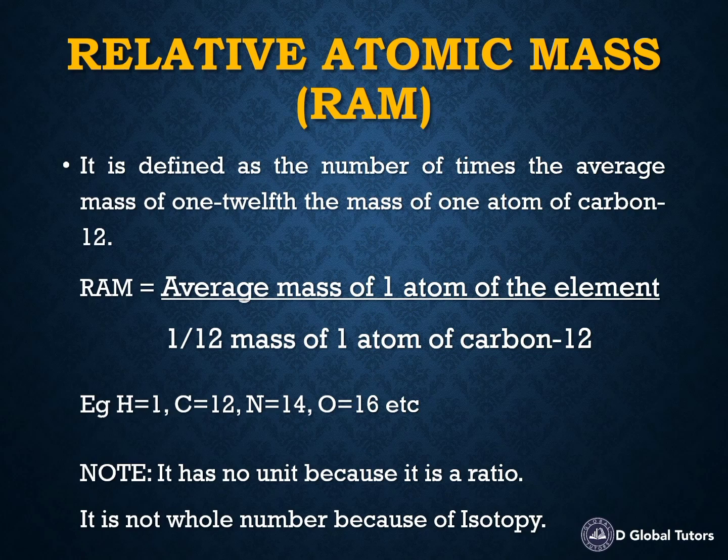Now, if you look at the relative atomic mass of most elements, it is not a whole number. Why is it not a whole number? It is because of the existence of a phenomenon called isotopy. Isotopy is a topic on its own, and I promise you, if you follow this channel, we will deal with isotopy as a topic on its own. But just know that the relative atomic mass of most elements is not a whole number because of the phenomenon called isotopy.